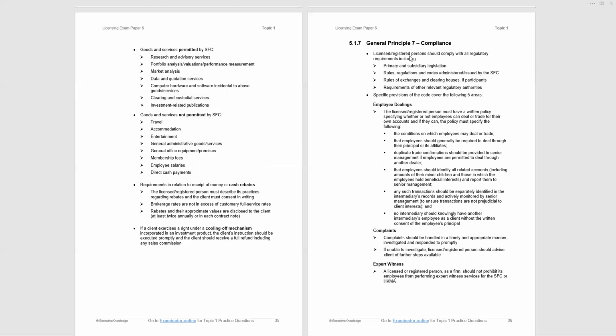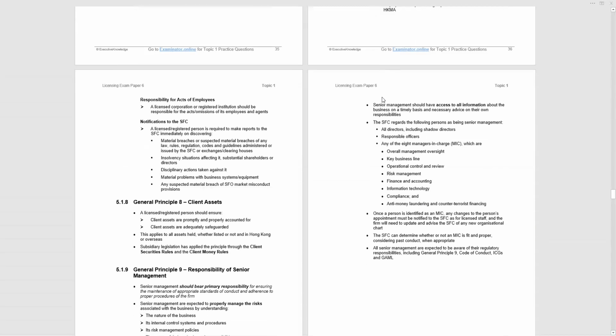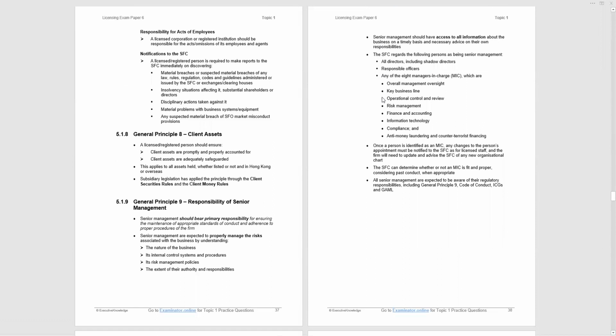And in that policy, there'll be details of how it is administered. Senior management of the intermediary must be aware of the employees who are dealing and the trades that they're entering into. Complaints should be dealt with promptly, and we've got a little bit there on expert witness. At the bottom of page 36, that's the only exam where they cover the concept of expert witness.